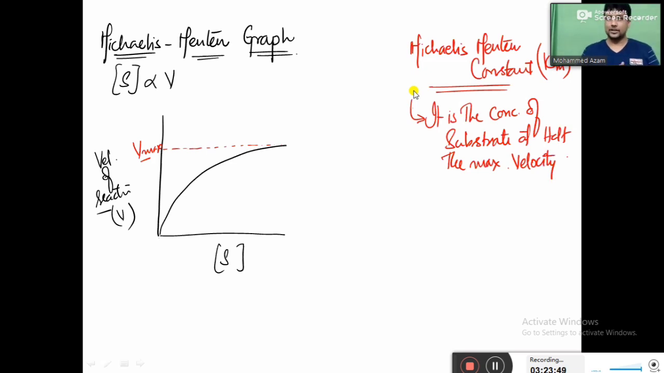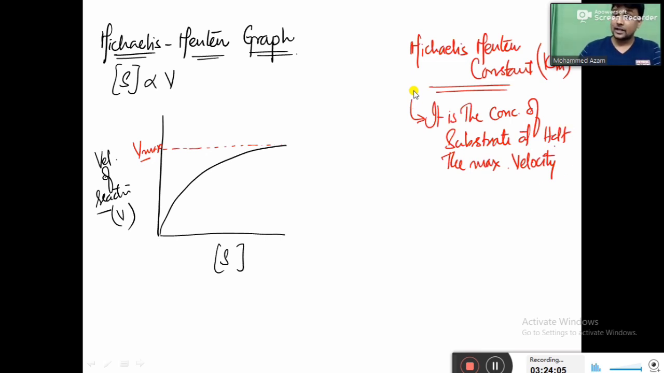Michaelis-Menten constant Km is actually the concentration of the substrate at half the maximum velocity. Concentration of the substrate at half the maximum velocity. We'll do one thing here. Read that definition word by word in English and apply it on the graph.